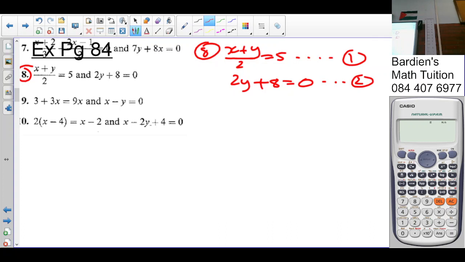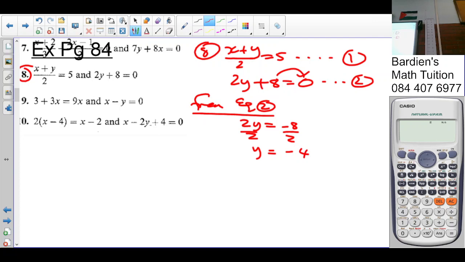So you work from equation 2 first. So you took that over, so you got 2y equals negative 8 divided by 2. So y is negative 4. That wasn't the issue. Right, read for me what you have in your next slide.